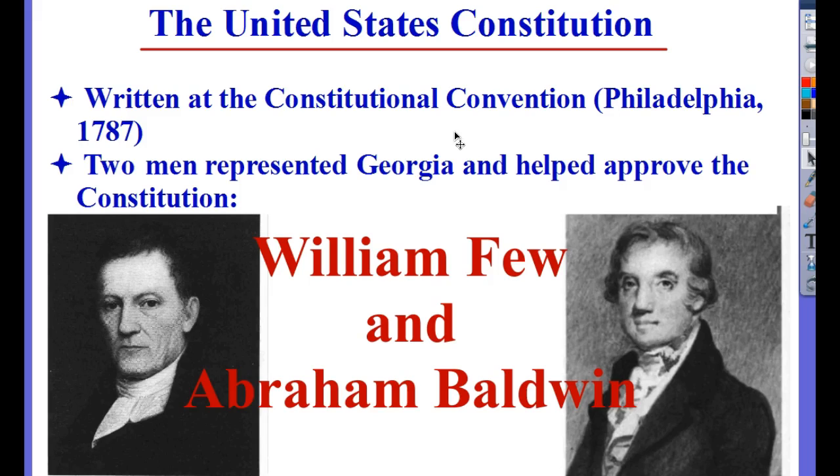This was not an easy task. It took a long while to come up with the U.S. Constitution. But two of the men that came in to represent Georgia were William Few and Abraham Baldwin. Abraham Baldwin is actually going to be very influential with this Constitution. So they get together and they start trying to figure out, well, how are we going to set up the Constitution and what's going to be included in it?